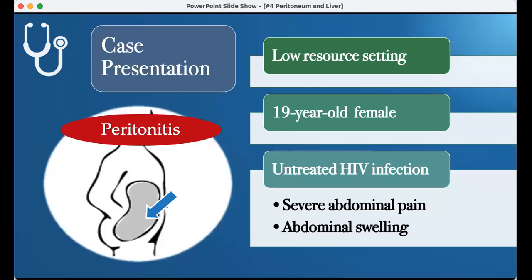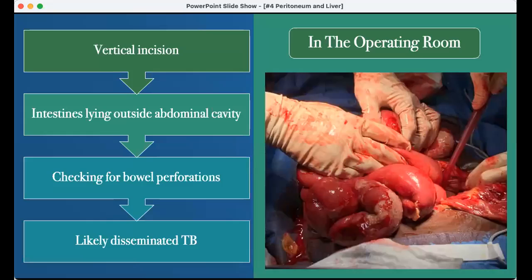All right, so let's go on to the peritoneum. This is an actual story of a woman who's 19 years old. This was in a low resource setting. And she had HIV, unrecognized, and she had presented with severe abdominal pain and lots of abdominal swelling. So the concern was that she'd had a perforation of part of her bowel into her peritoneum, causing peritonitis.